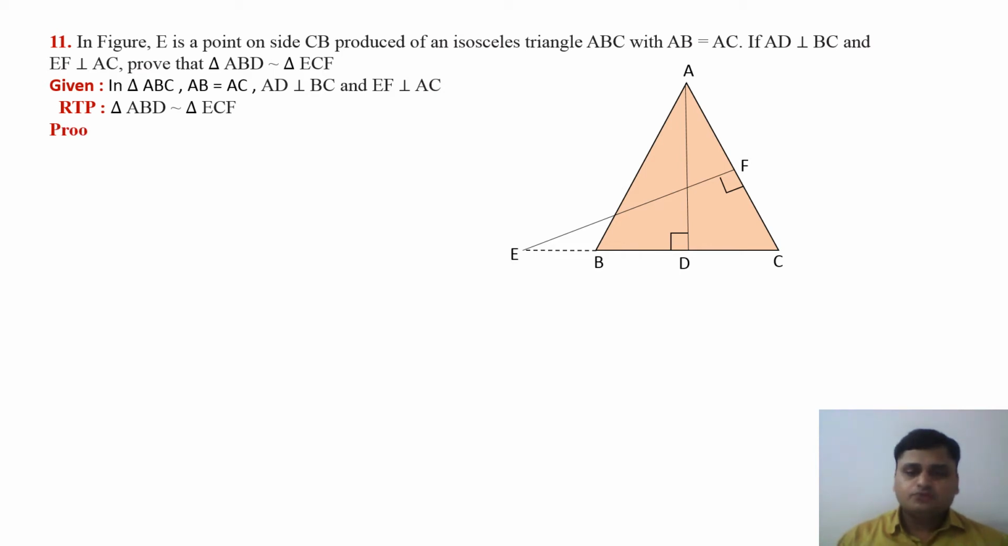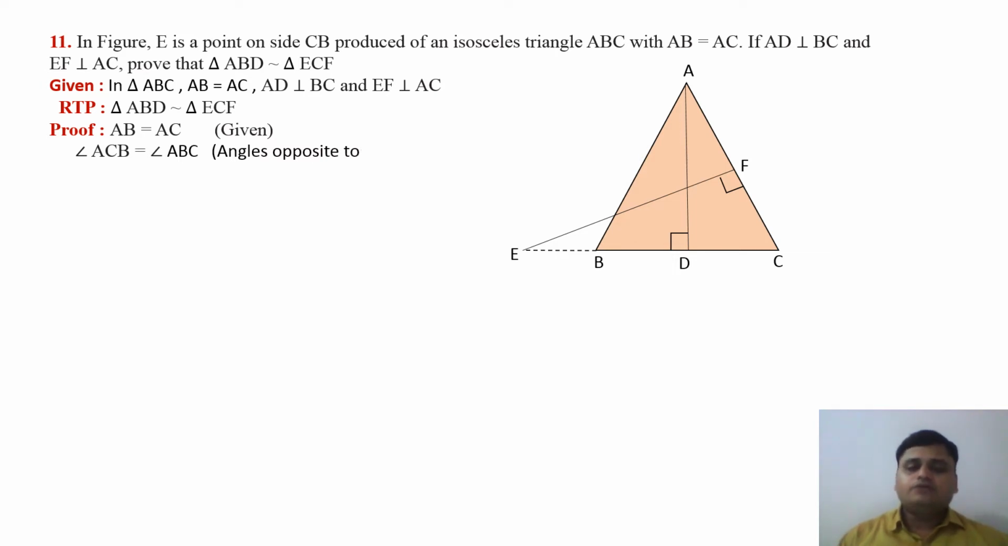Let's begin the proof. We will take what is given in the question, that is AB is equal to AC. Opposite to AB, the angle will be angle ACB, and opposite to AC, angle ABC. Reason: angles opposite to equal sides of a triangle are equal.